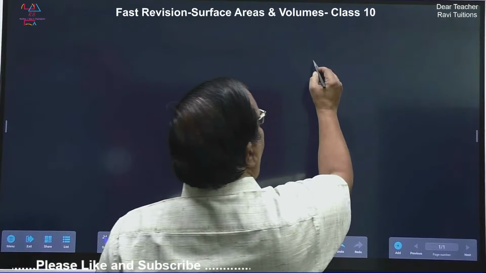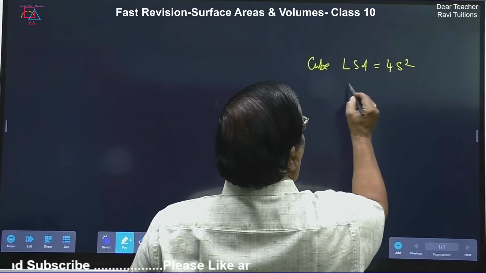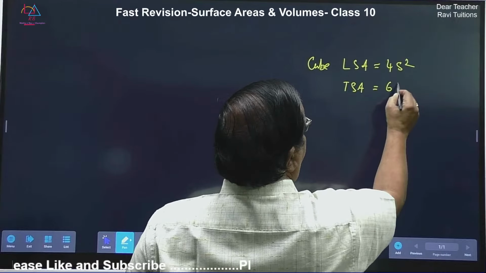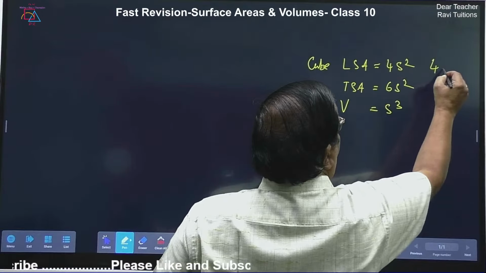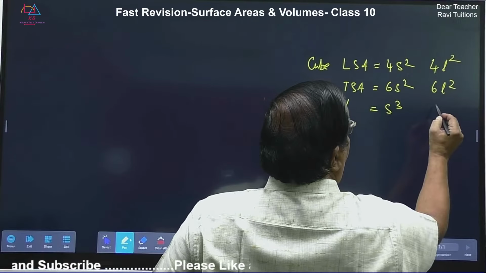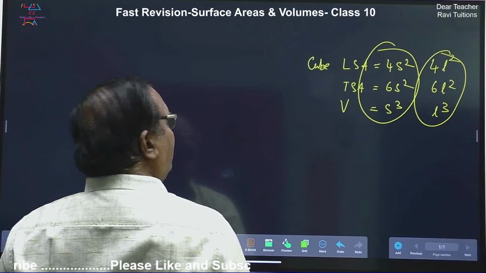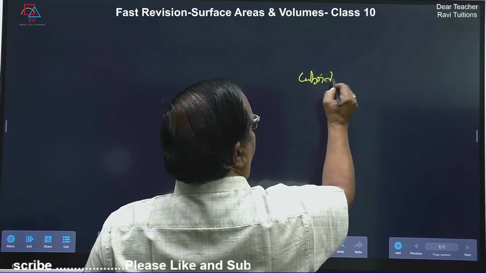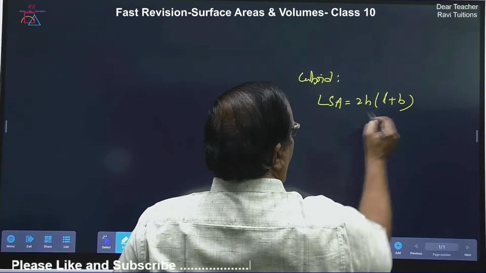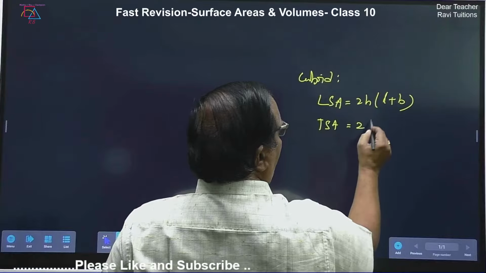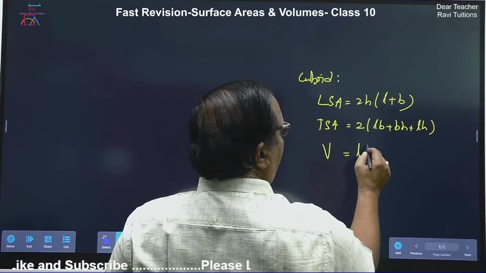Now surface area, for example, cube: LSA is equal to 4s square, TSA is equal to 6s square, volume is equal to s cube. Some people will say L also: 4l square, 6l square and l cube. This is okay and this is okay. Now cuboid: LSA is equal to 2h into (L plus B), TSA, total surface area, is 2 into (LB plus BH plus LH), and volume is equal to LBH.